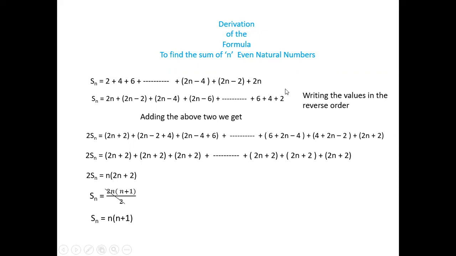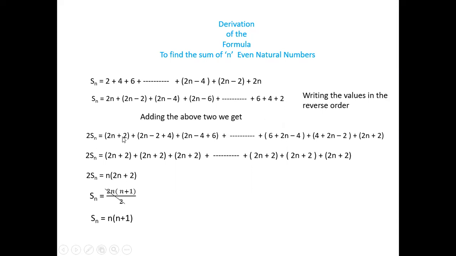We rearrange these numbers in the reverse order. That means I write 2n first, follow it with 2n minus 2, 2n minus 4, 2n minus 6 and so on. And lastly we write 6, 4, 2. Let's add these two. When we're adding these two, Sn plus Sn is 2Sn, 2n plus 2, plus 2n minus 2 plus 4, plus 2n minus 4 plus 6, so on it goes here. 6 plus 2n minus 4, plus 4 plus 2n minus 2, plus 2n plus 2.